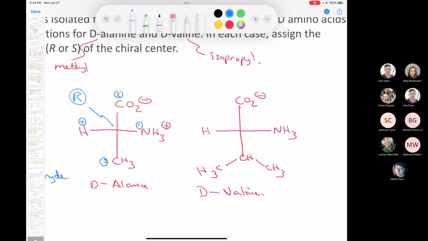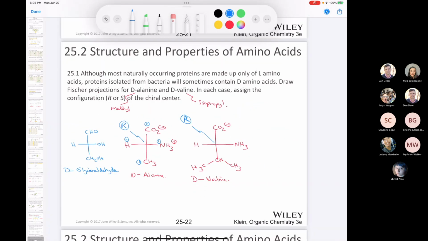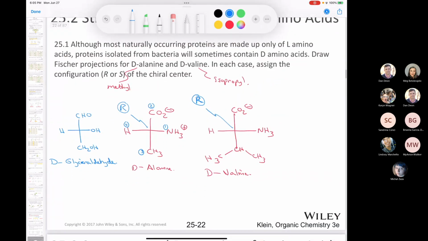We do the same thing here. We go from 1 to 2 to 3, which should be S. We reverse it. It's R. So both of these have R stereochemistry. Now, these are both Fischer projections, and that's what the question was asking for. It said, can you draw a Fischer projection? There's nothing wrong with a Fischer projection.